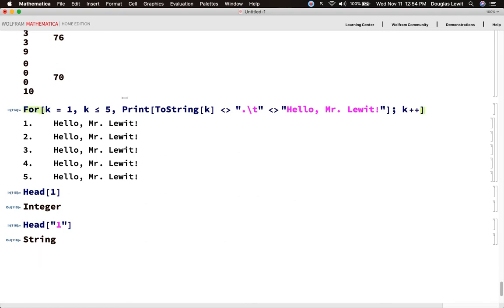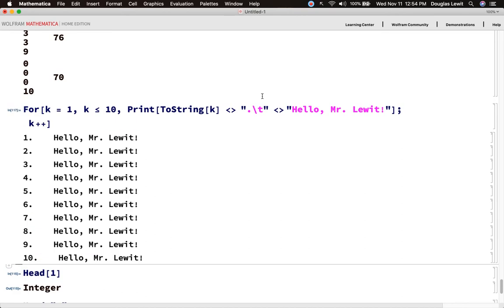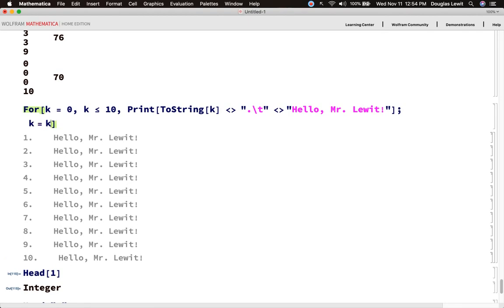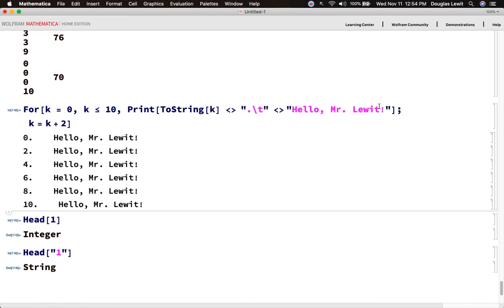What if I was going to do it 10 times? And instead of k plus plus, what if I did this? Let's start with 0 and go to 10. And we're going to do steps of 2. K plus 2. All right. So I'm going from 0 to 10 in steps of 2. 0, 2, 4, 6, 8, 10.